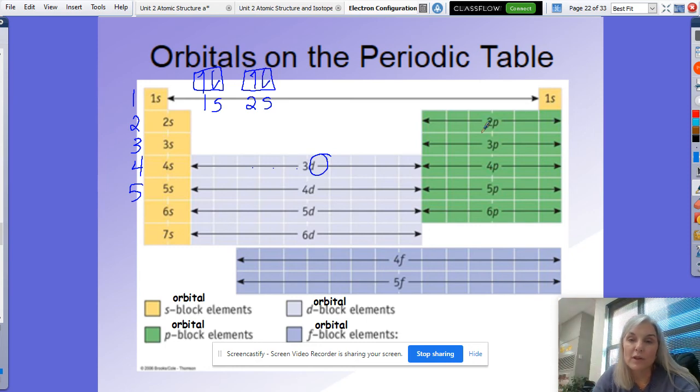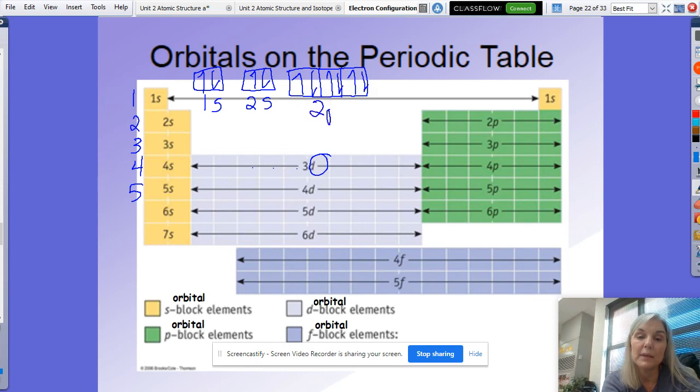So now I'm going to cross, and now I'm in my p orbital. So the p orbital always has 3 boxes. So I'm going to count each box, 1, 2, 3, 4, 5, 6. So that means I've got to put up arrows first. That's 3, 4, 5, 6. And this is 2p. All right, now I'm down to energy level 3.